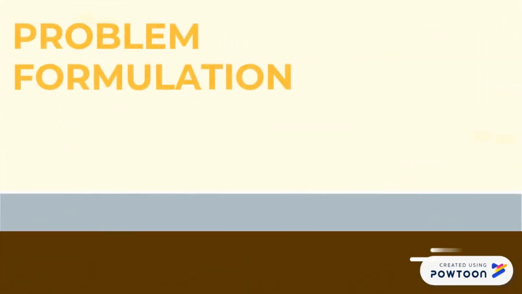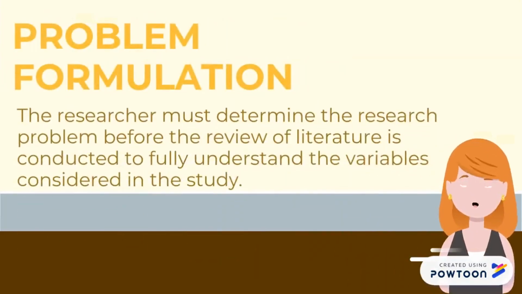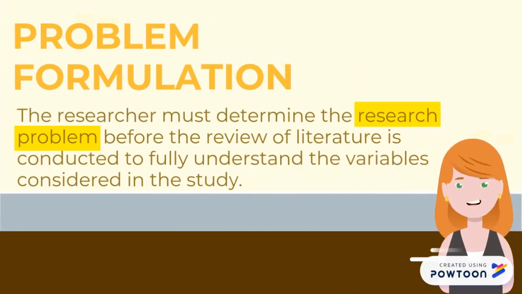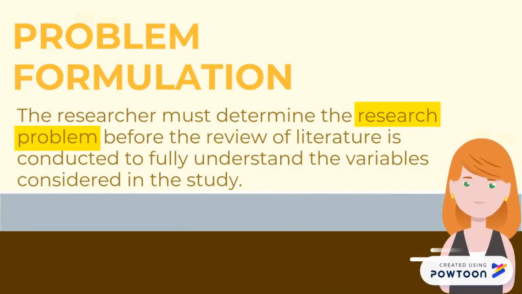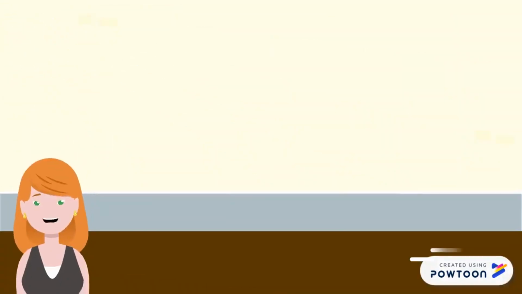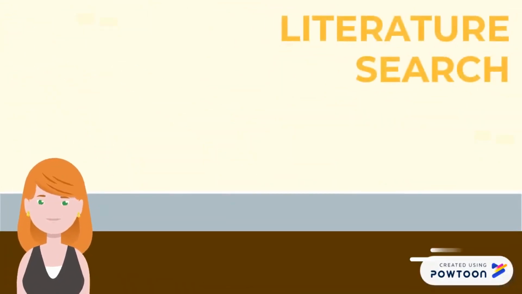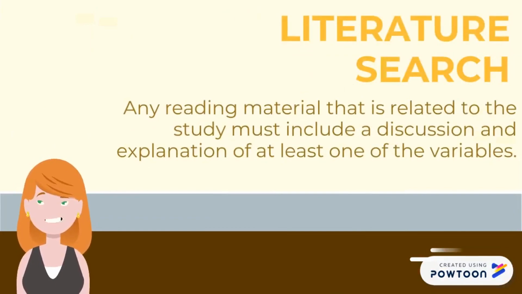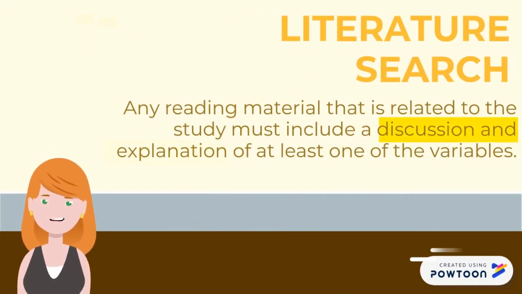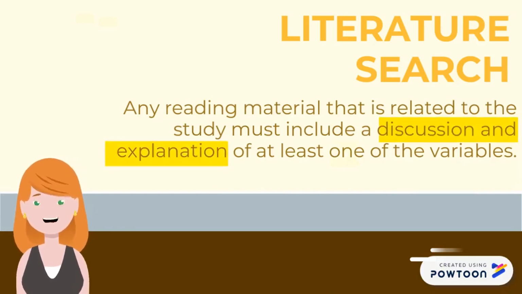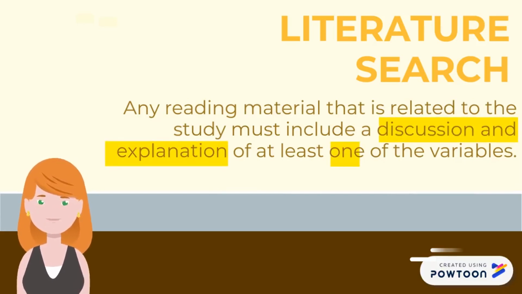First, problem formulation. The researcher must determine the research problem before the review of literature is conducted to fully understand the variables considered in the study. Second, literature search. Any reading material that is related to the study must include a discussion and explanation of at least one of the variables.